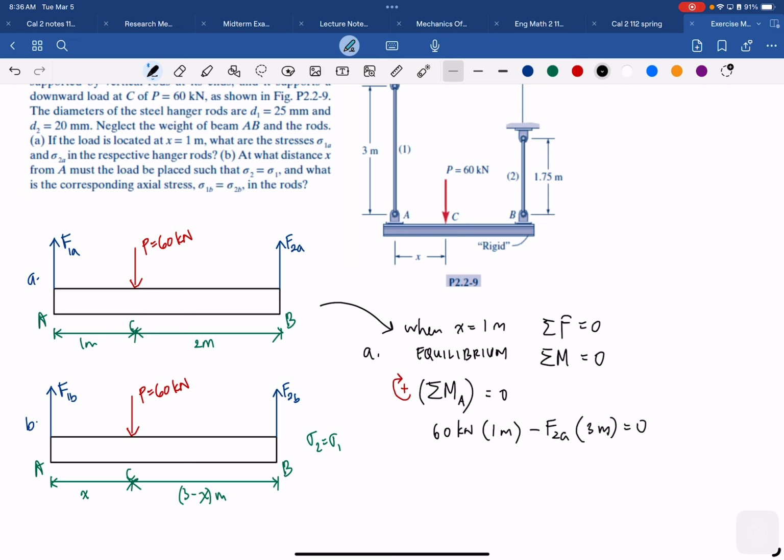For number B, we are going to have the same results. But remember for B that the sigma will be equal, which means that F1 over A1 equals F2 over A2. And you will have an equation where you will see some terms canceling each other. And basically, all you need is the equilibrium again. We make the equilibrium based on this picture for number B.